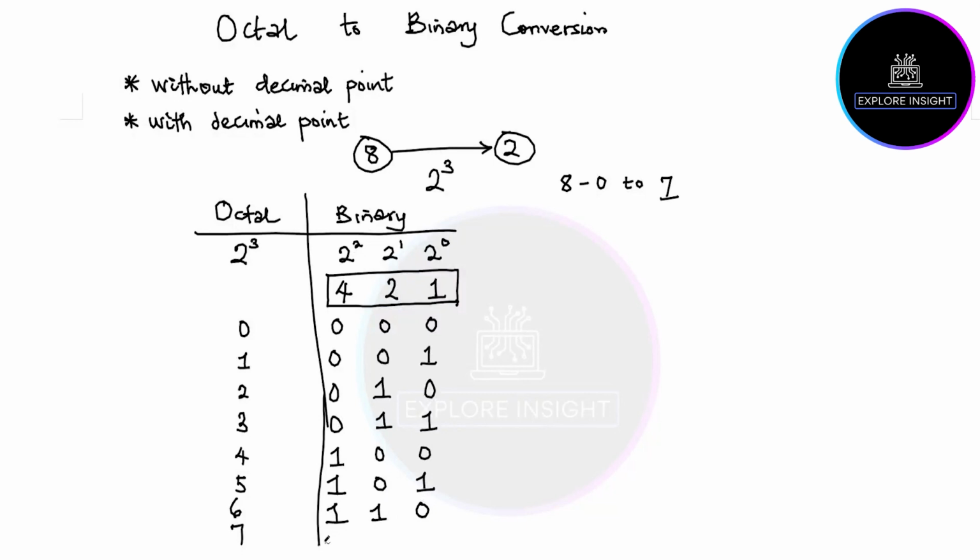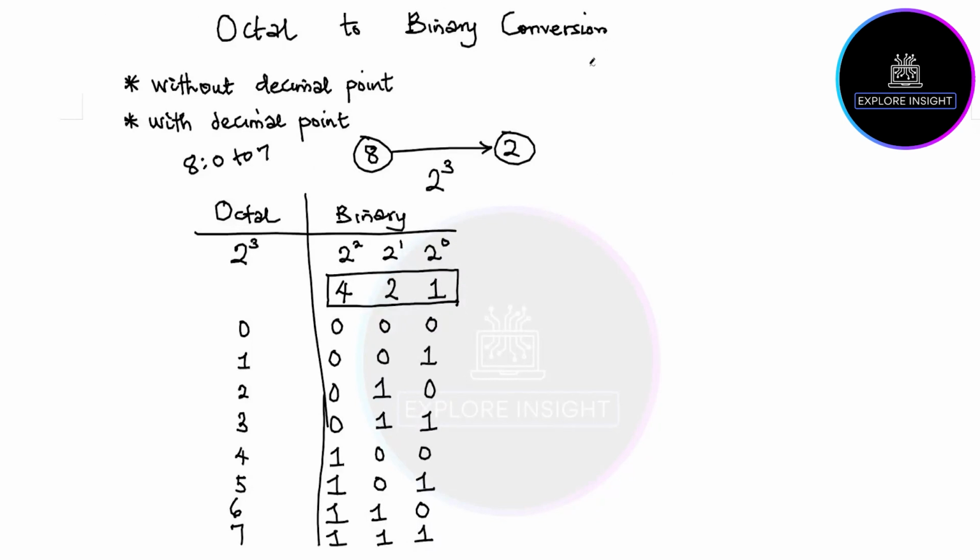And lastly, let's go for 7. For 7, how can we achieve 7? It will be the summation of the 3 of them, which is 4 plus 2 plus 1, which will give us 7. So at the end of the day, we'll have 1, 1, 1. So this will be the key in helping us solve the examples in this video.